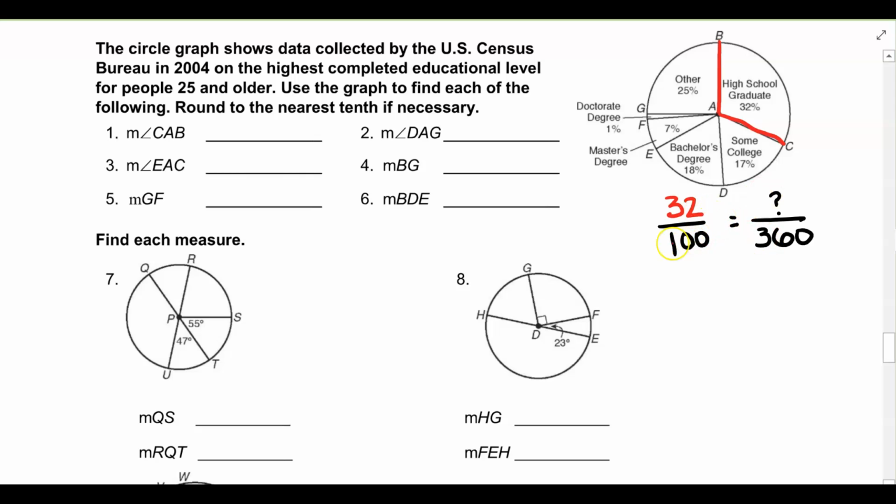Well, I'm going to cross multiply. When I do, I find that that's equivalent to 115.2 degrees.